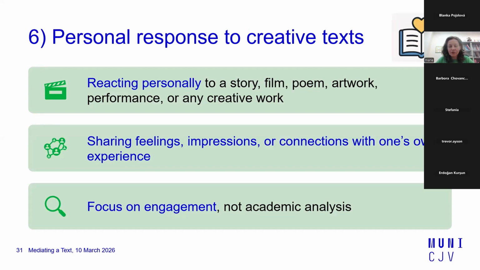Now we are moving to the last two types of text mediation, and these are about response to creative texts. The first type is personal response to creative texts. This type of mediation involves personal reaction to a story, film, or any kind of artwork. It's about sharing feelings, impressions. It is not meant as an academic kind of analysis.